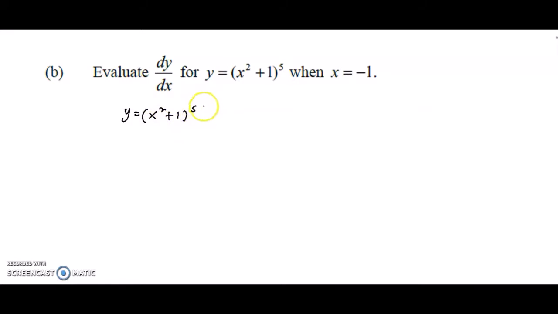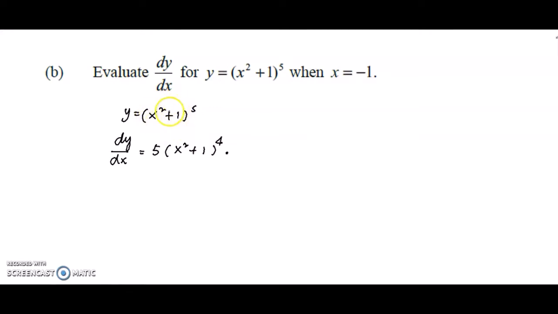Alright, so I'll see this function as a two-layer function. The first layer is the power of 5. The second layer will be x squared + 1. To find dy/dx, I'm going to differentiate layer by layer. The outer layer will be the power of 5. So how do we differentiate the power of 5? Normally, we bring the 5 to the front, and then the power will be deducted by 1. What is inside this bracket, I will just copy it down first. And then now we're going to differentiate the second layer.